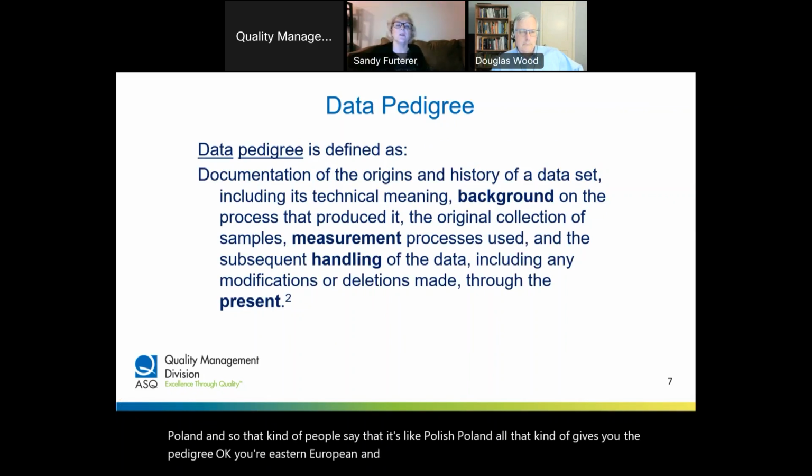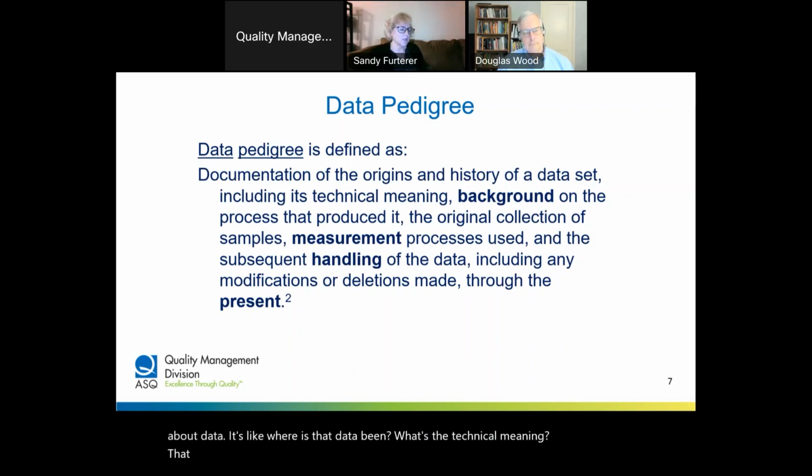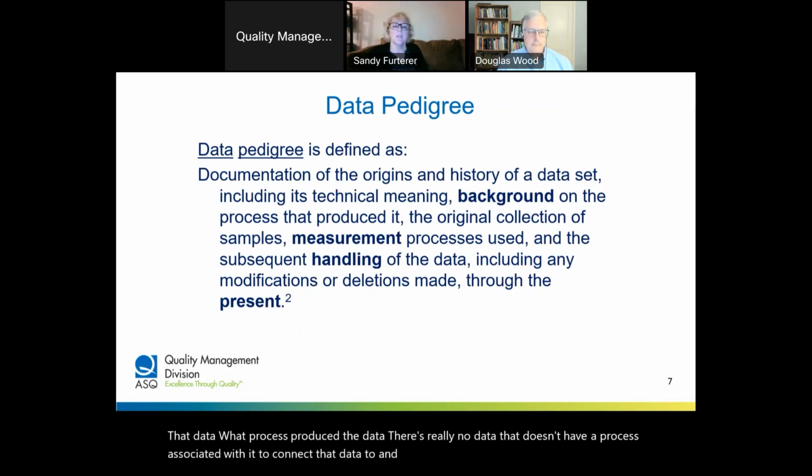Well, that's the same thing about data. Where's that data been? What's the technical meaning of that data? What process produced the data? There's really no data that doesn't have a process associated with it to connect that data to. And the importance of understanding that process and where the data comes from is so important.